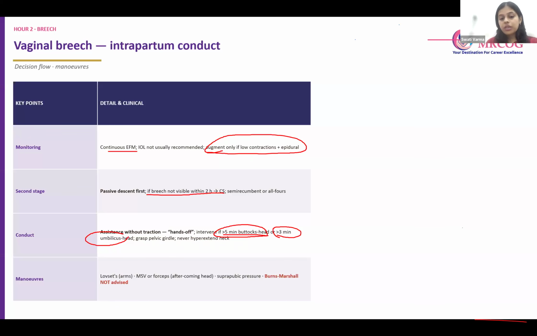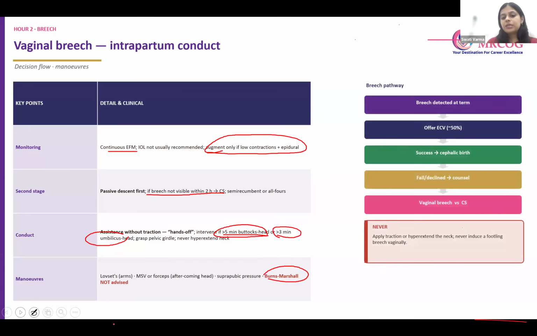Maneuvers, what you can use? Løvset's is used for nuchal arms. Mauriceau-Smellie-Veit technique or forceps for the aftercoming head. Suprapubic pressure to maintain flexion. But Burns-Marshall is not advised, remember. According to the latest evidence, Burns-Marshall is not advised because it leads to hyperextension. It might lead to cervical nerve injury, spinal cord injury in the baby. Hence, it is recommended not to use the Burns-Marshall maneuver.